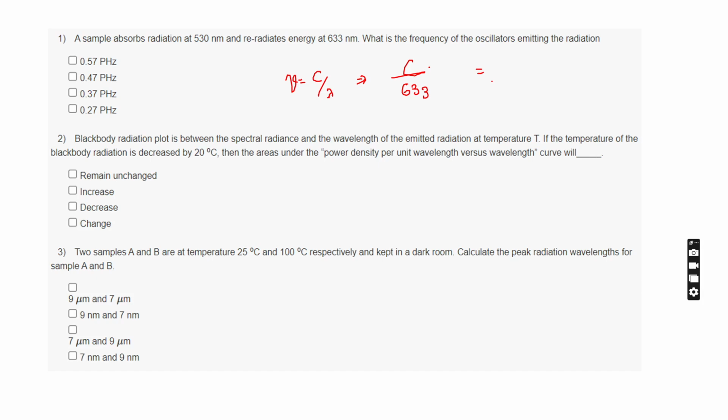Decreases. Increases? Yes, it decreases. Okay, so what is meant by the area under the power density per unit wavelength versus wavelength curve? It is nothing but intensity, right? So the intensity formula is sigma T to the power 4, so it will decrease.